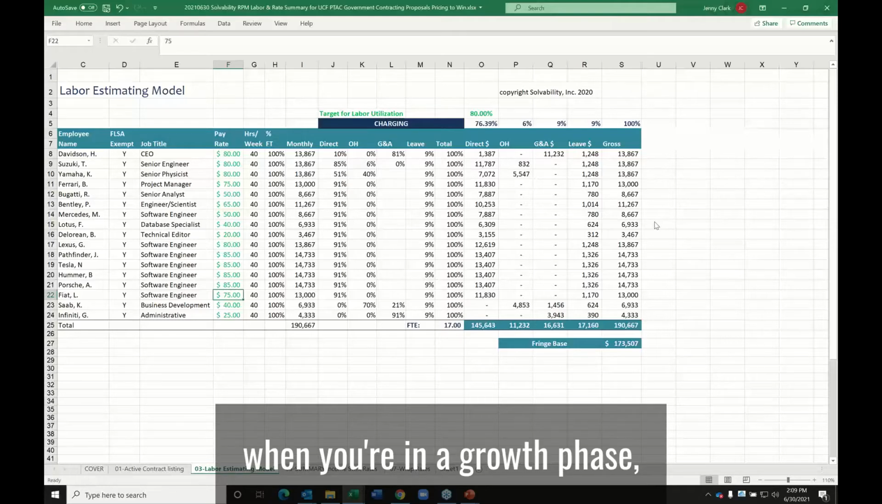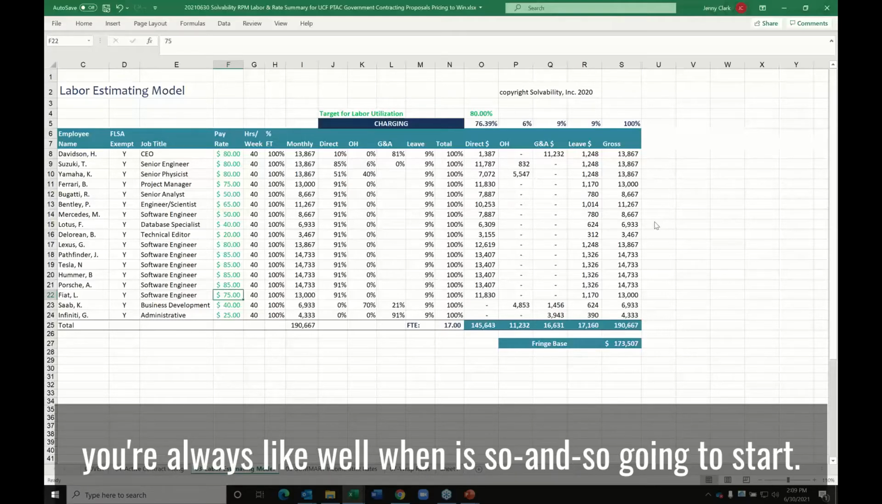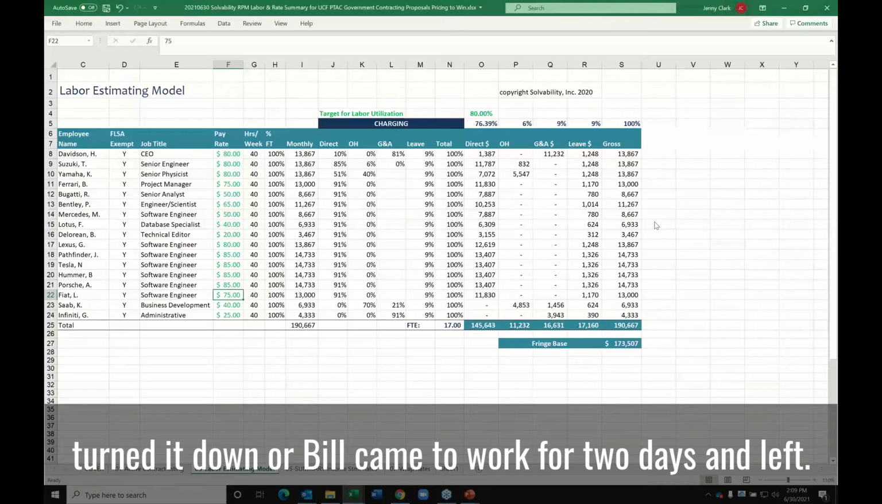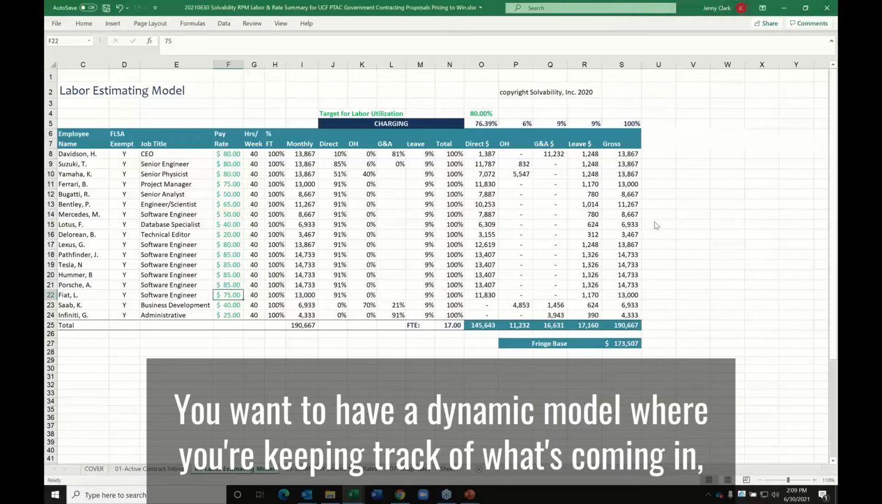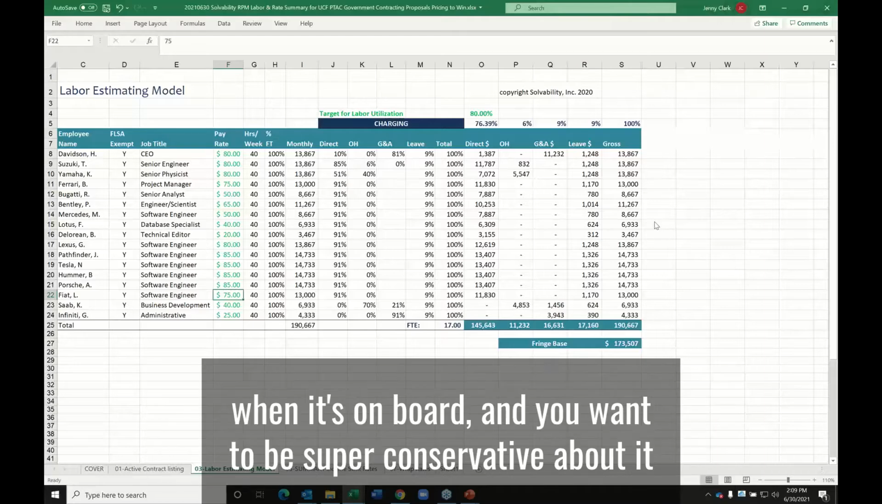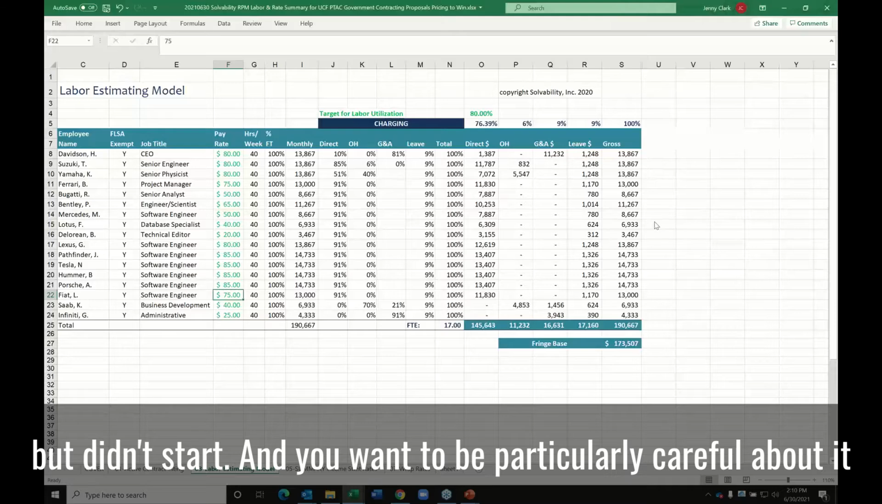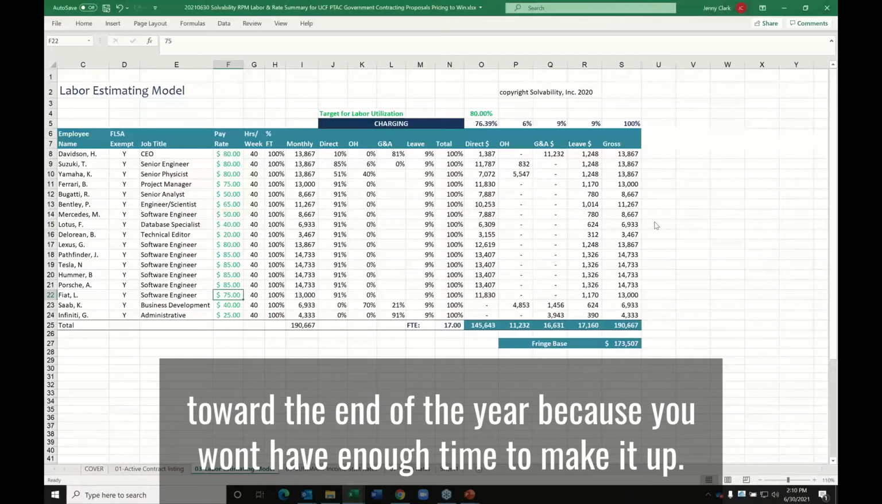When you're in a growth phase, you're always like, well, when is so-and-so going to start? Oh, you mean Bill? No, John, Bill turned it down, or Bill came to work for 2 days and left. You want to have a dynamic model where you're keeping track of what's coming in, when it's going to happen, when it's on board, and you want to be super conservative about it, because otherwise you'll make decisions on revenue that you thought was going to start but didn't start, and you want to be particularly careful about it toward the end of the year because you don't have enough time to make it up.